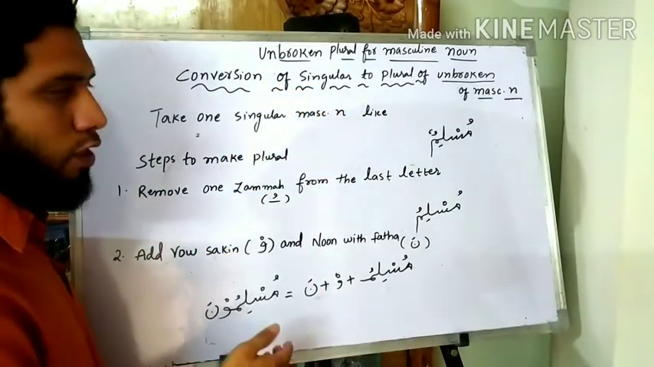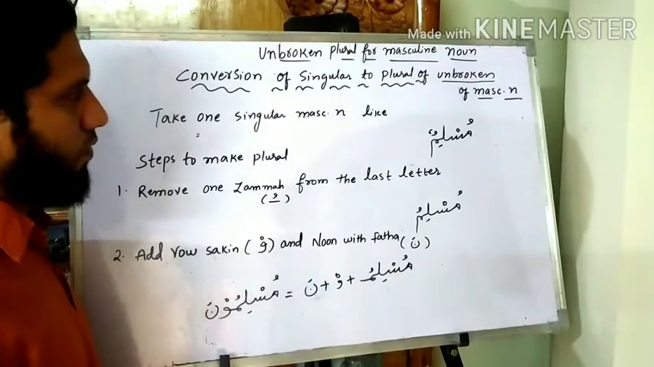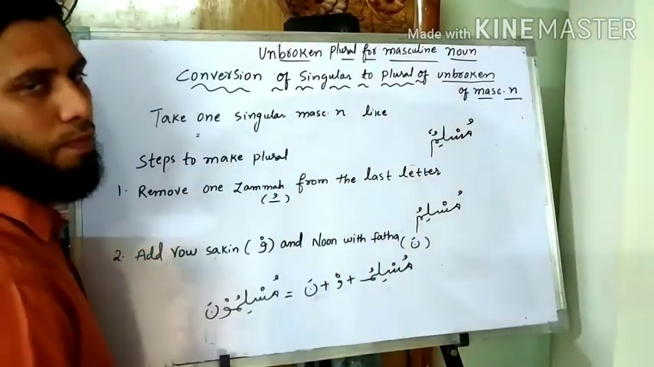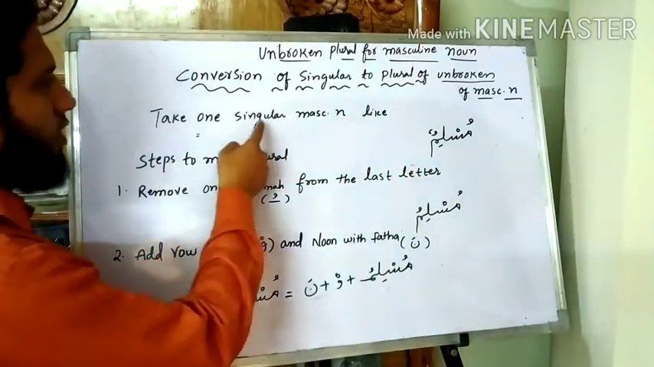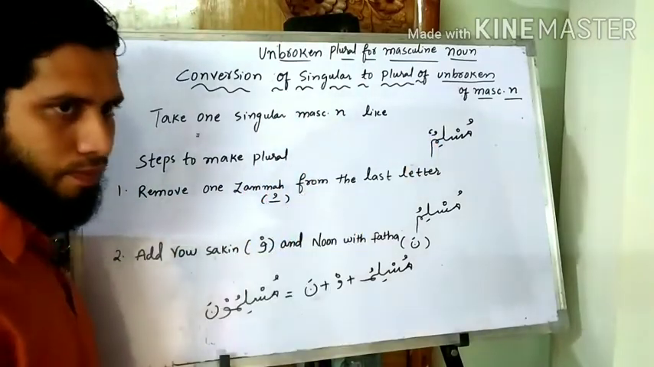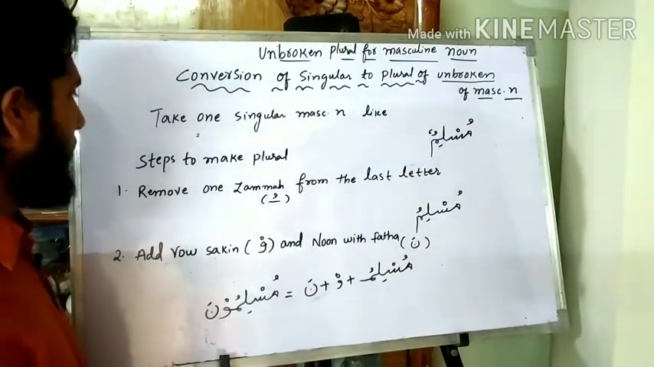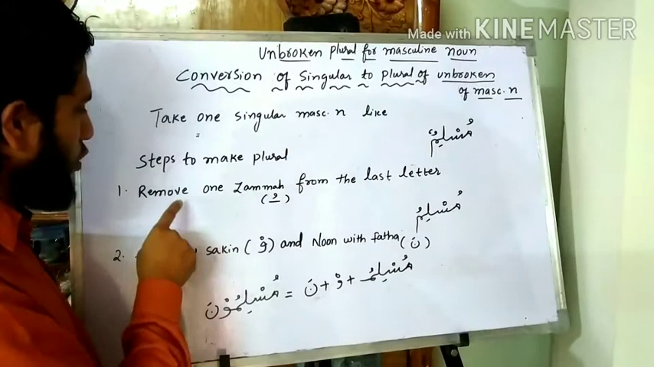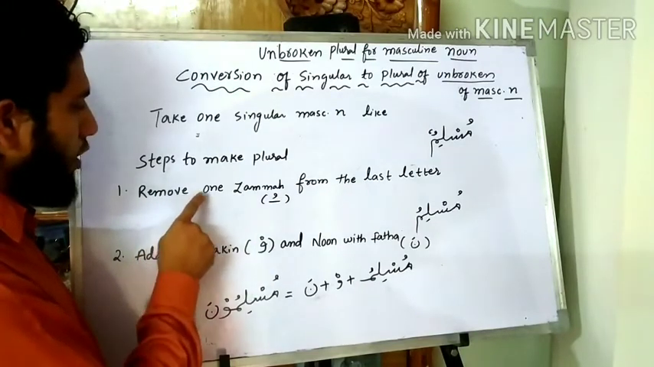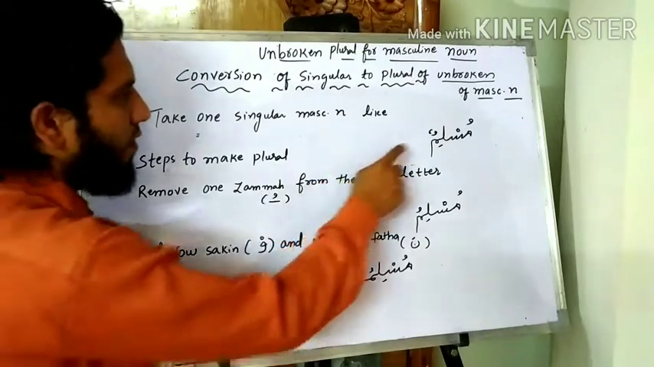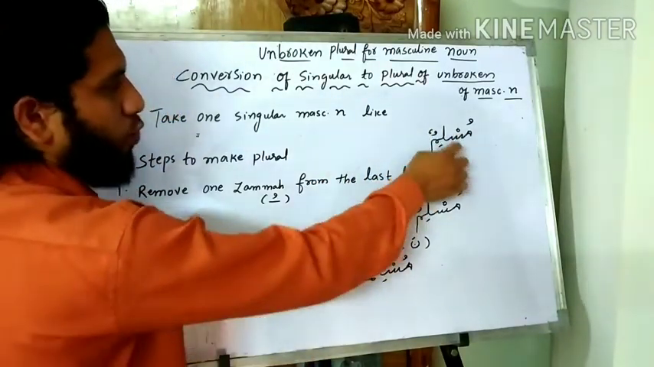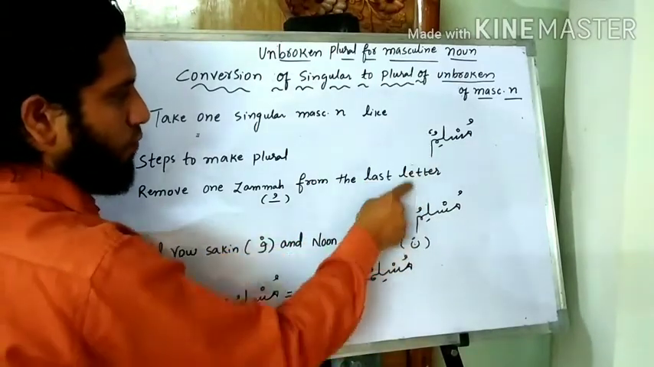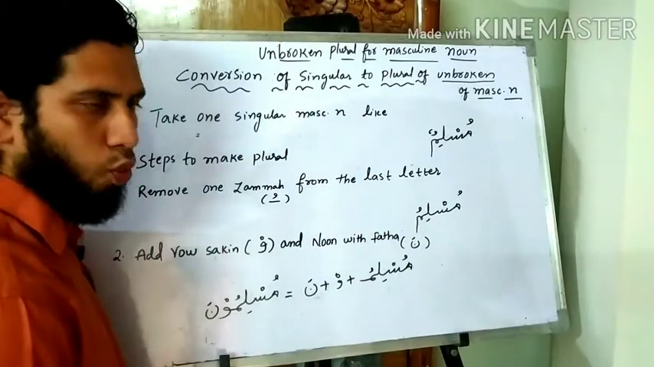Now we are going to learn the steps of converting male singular to plural. Take one singular masculine noun like Muslimun, meaning one male Muslim. Here I have written the steps to make plural. What do you have to do? Remove one damma from the last letter of this word. So Muslimun becomes Muslimu, as I have removed one damma.